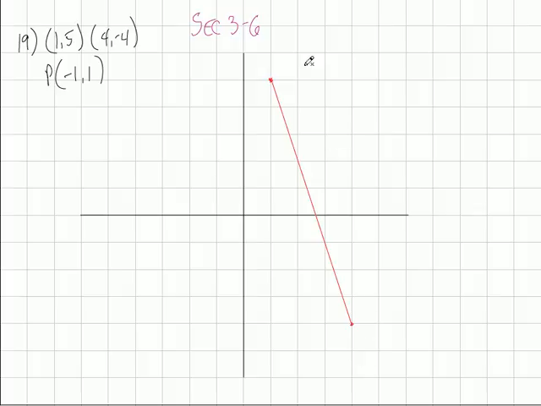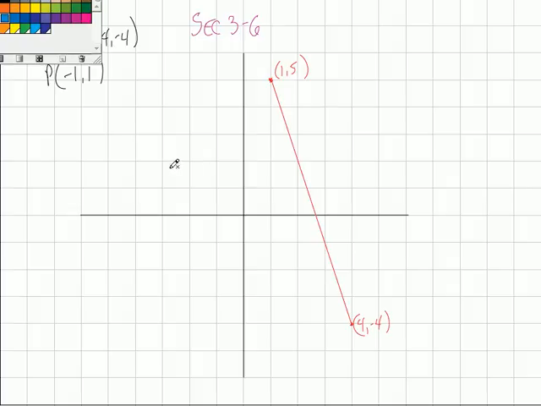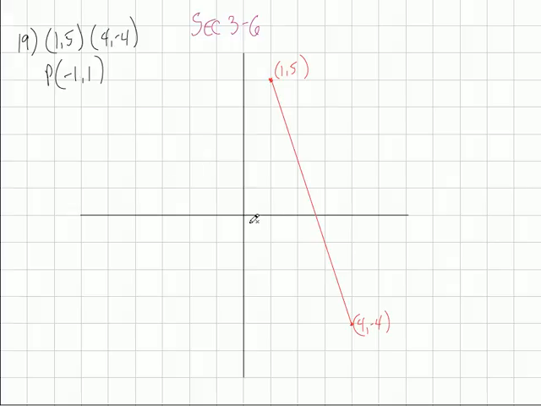Alright, and let's put the points next to it. And this is 4, negative 4. Alright, the point that's not on here, let's do that in a different color again. Let's stick with the blue. It's a nice color. Negative 1, 1. Negative 1, 1. Right there.